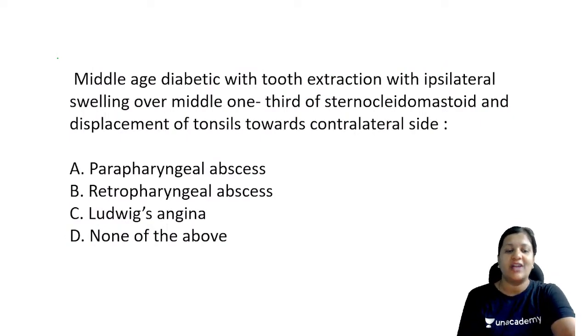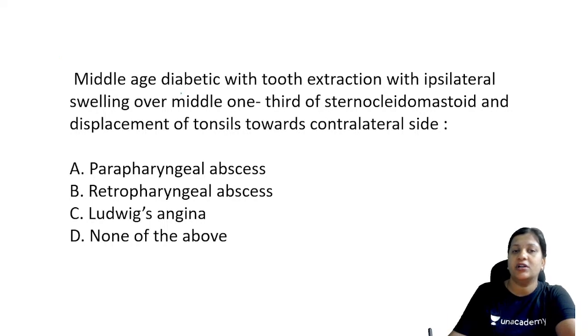A middle-aged diabetic with tooth extraction with ipsilateral swelling over the middle third of the sternocleidomastoid and displaced tonsil towards the contralateral side. What is the diagnosis? Parapharyngeal abscess, retropharyngeal abscess, Ludwig's angina, none of the above.